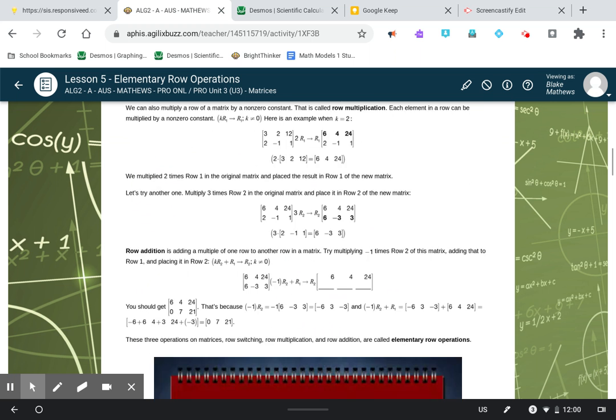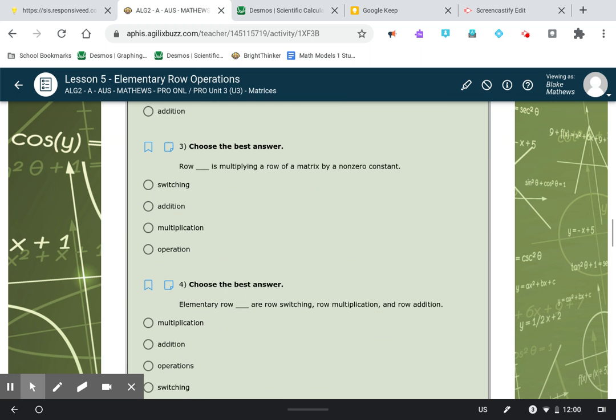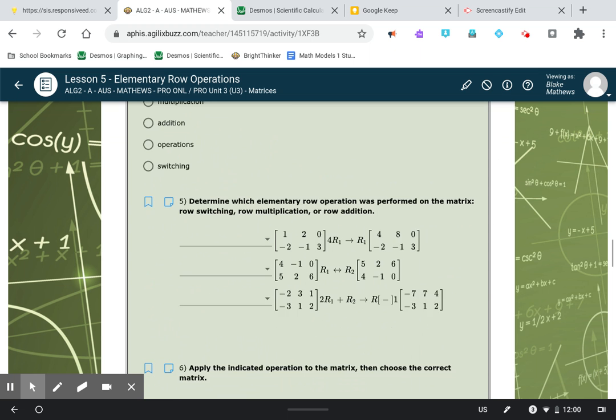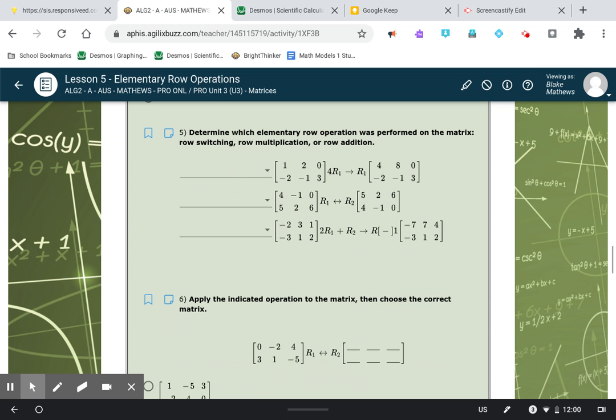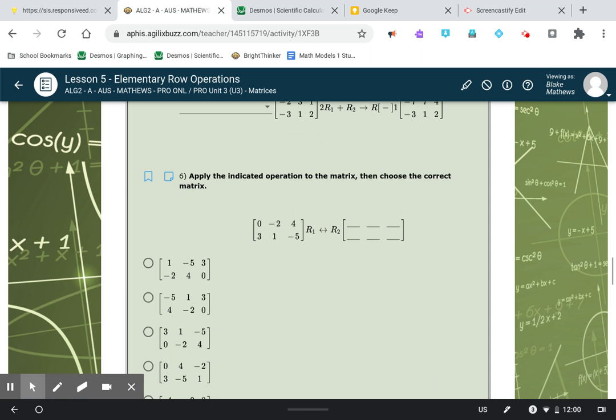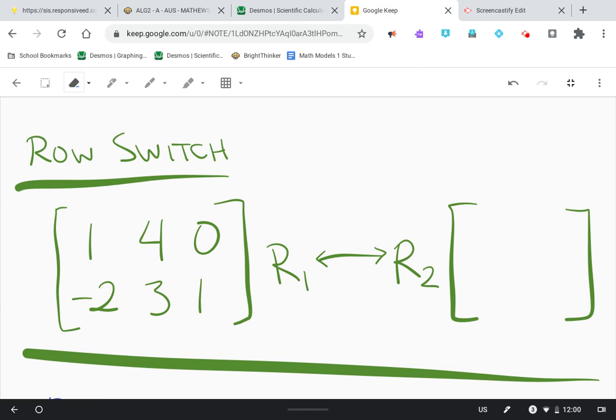I'm not going to go over what's in here, but I'm just going to tell you that in the lesson, they have you identify the type of operation, and then they have you actually do them. So I'm going to go through each one of those over here on our notes.